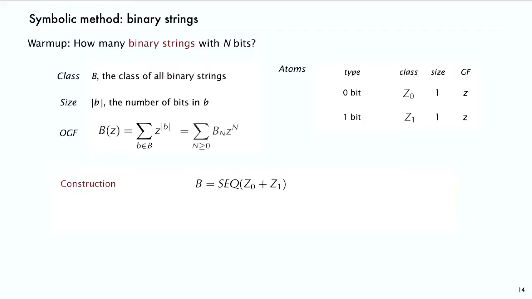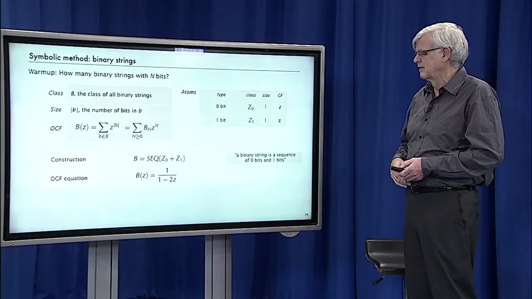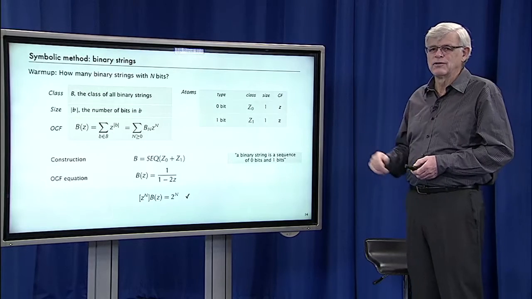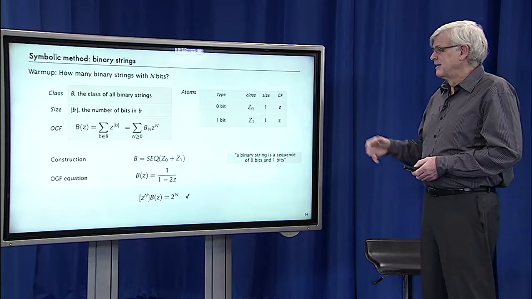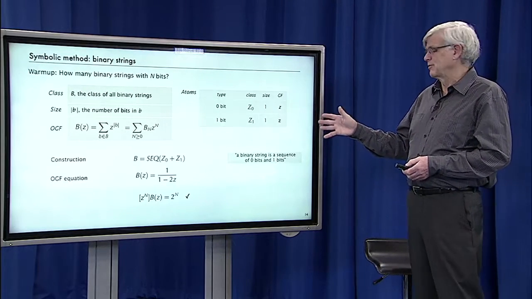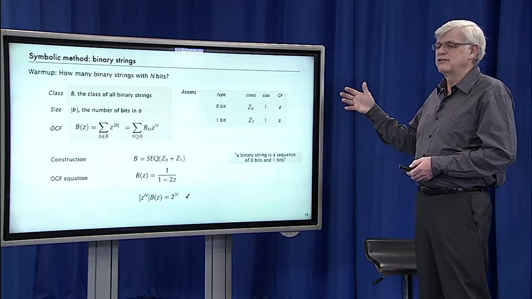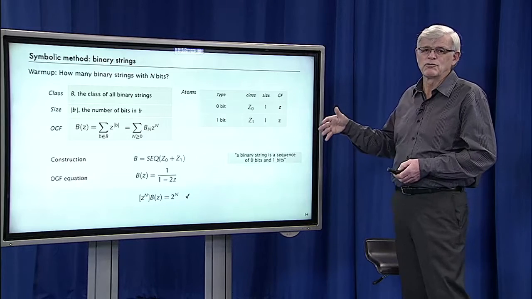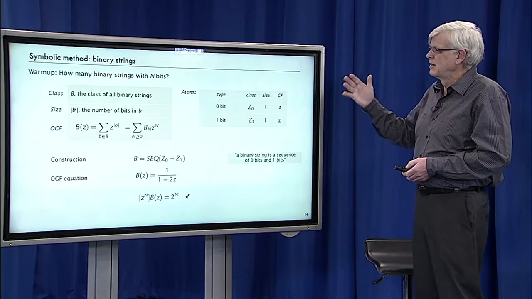Sequence of 2z, 1 over 1 minus 2z. Binary strings are sequences of 0 and 1 bits, and the transfer immediately gives us b of z equals 1 over 1 minus 2z. And that checks: the coefficient of z to the n in b of z is 2 to the n, as we expected. Very simple and elementary, as we'll see in just a minute. This translates to more interesting and much more difficult to solve problems.